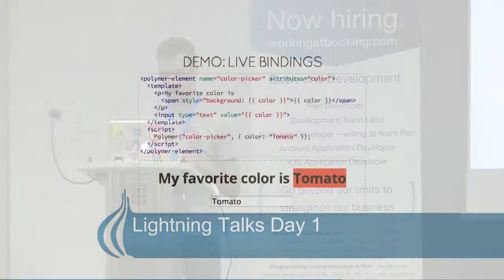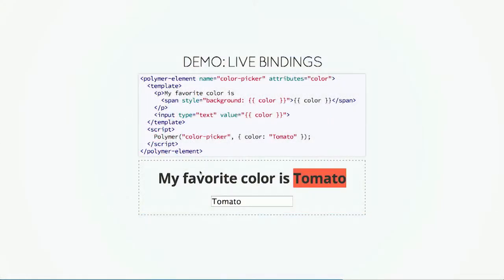This is one of the demos that I've done. Let's see if it works. Basically, what we're doing is defining a little template inside of our component. We're binding an attribute of the component to the background color of an element. And then we bind the same attribute to the input. So when we change the attribute, it reflows the UI, which is pretty cool.